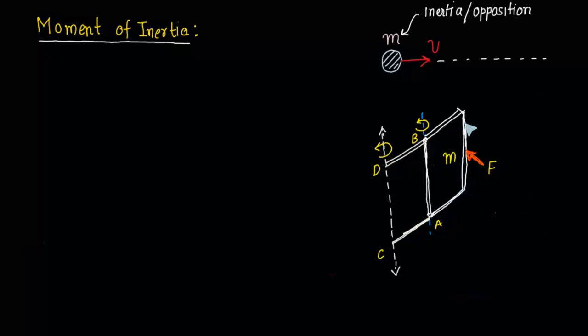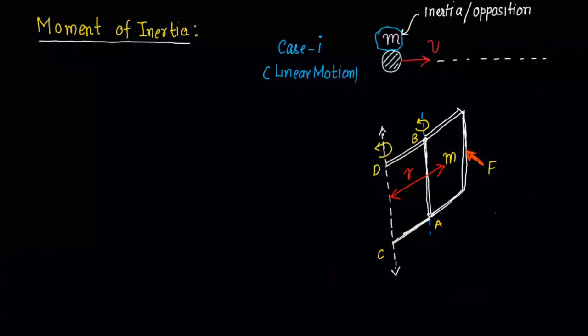It means the resistance offered by the body to rotation depends not only on the mass, but also on the location of the mass from the axis of rotation, that is R. So this was case 1, where we talked about linear motion. In linear motion, the mass plays the role of inertia. Inertia stands for opposition to the motion, so when a body performs linear motion, the inertia or opposition depends on the mass of the body.